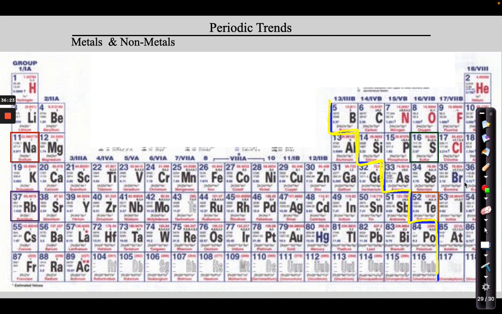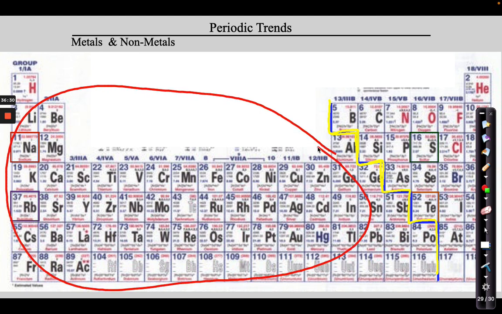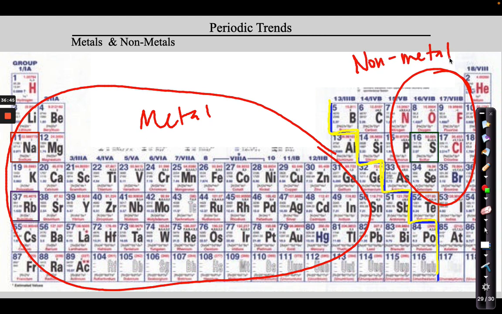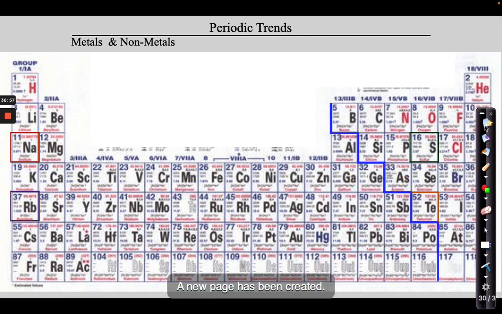Okay. So yeah, this shows us the difference between our metals and our nonmetals. Anything on the left is a metal, and it has properties of metals. We're going to talk about those in a sec. Anything to the right of this staircase line is a nonmetal. Such creative naming in chemistry. Makes it easy to remember. Metals on the left, nonmetals on the right of our staircase line.